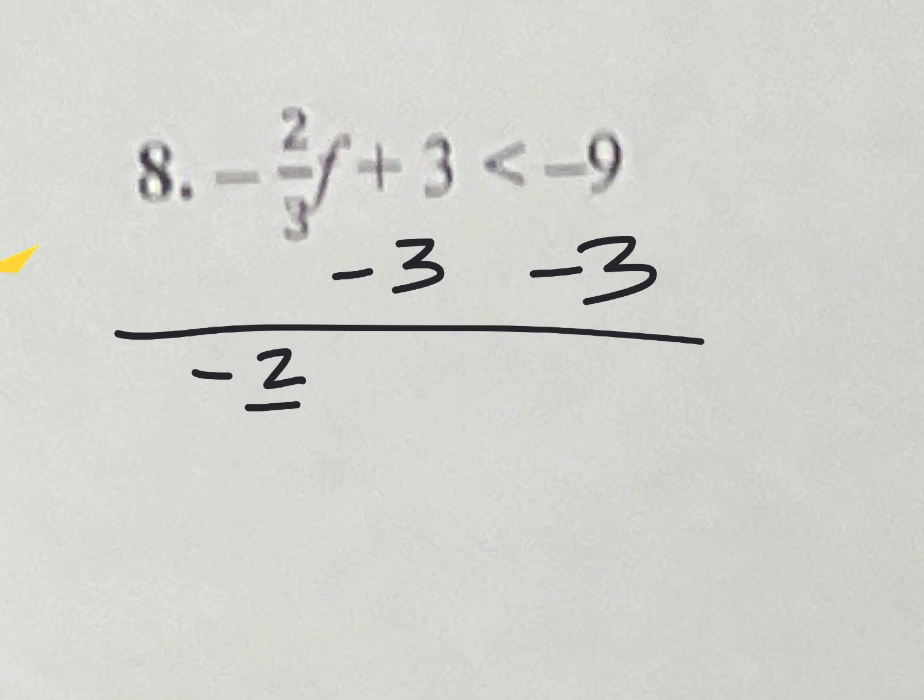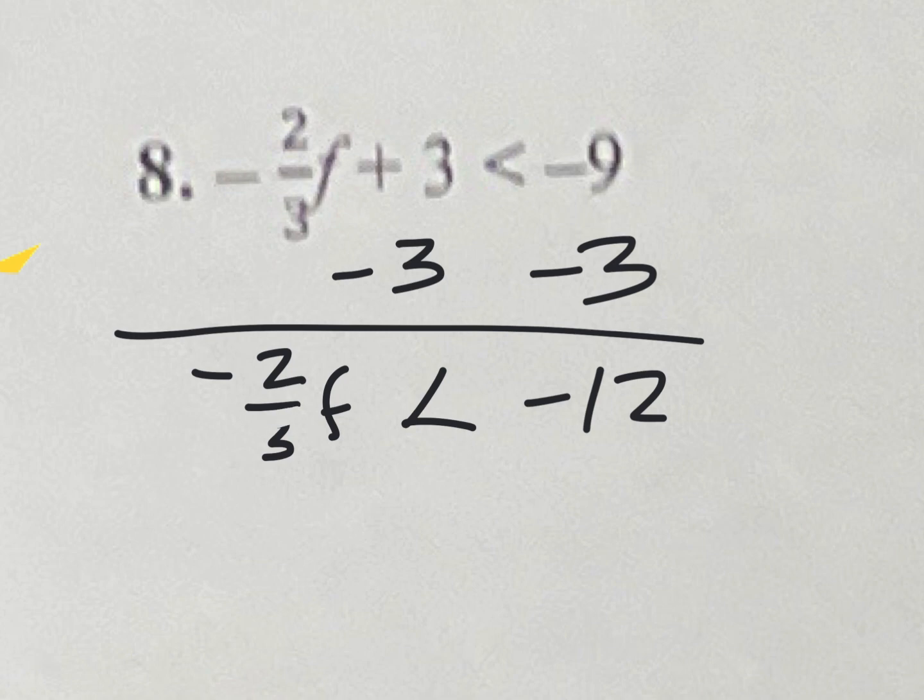So that's going to leave me with -2/3 f. I like to bring down the symbol because it keeps me from screwing up if I keep it lined up. -9 minus 3 is -12. So now I will cancel out the dividing by 3.